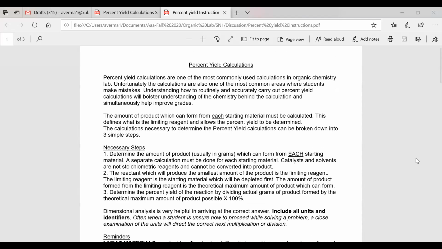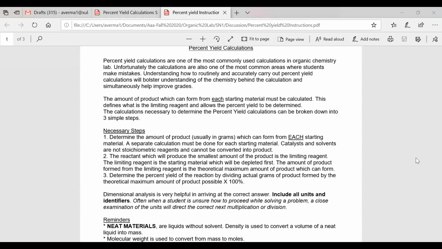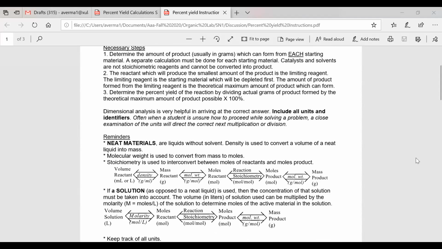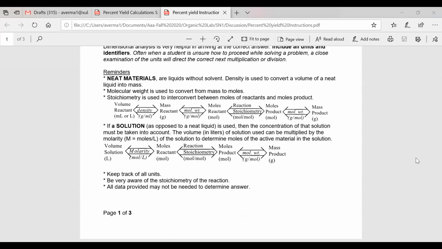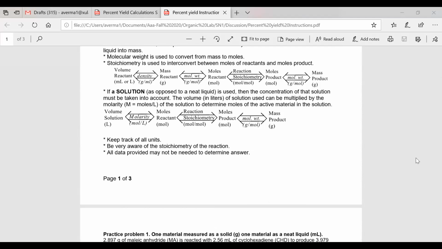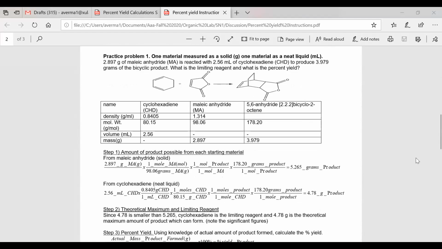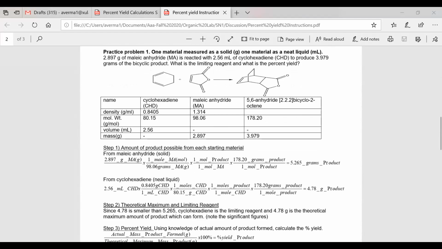For your percentage yield calculations, you need to understand that these calculations are going to be very important, not only for your Organic Chemistry 1 course, but also for your Organic Chemistry 2 course. We will be using these calculations extensively, and you will see these calculations in one version or the other multiple times on your exams and quizzes also. So please make sure that you understand how to solve for percentage yield calculations.